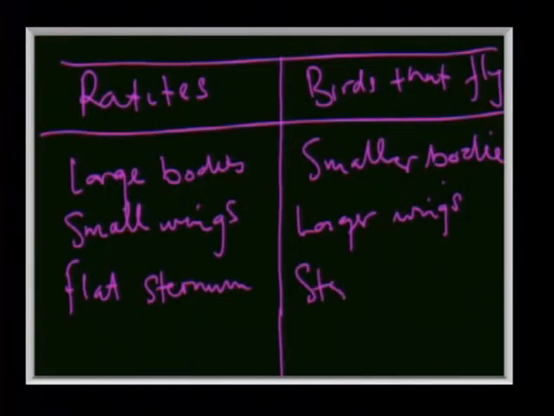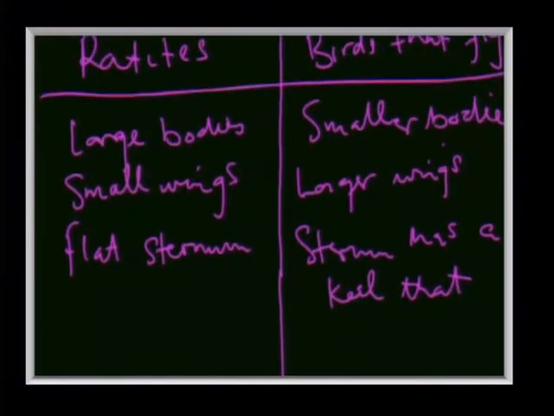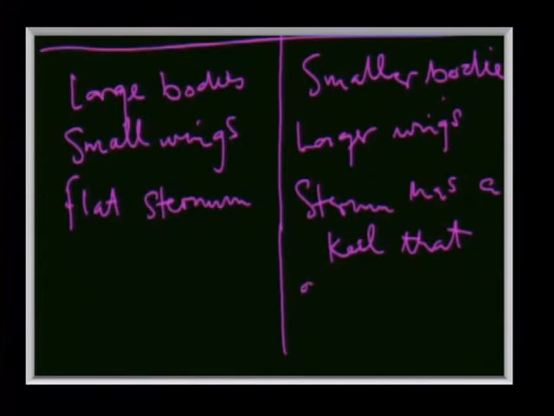So in the case of the birds that fly, the sternum has a keel that allows for muscle attachment.